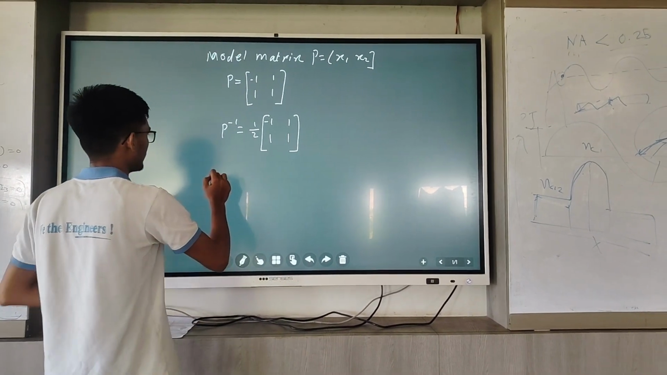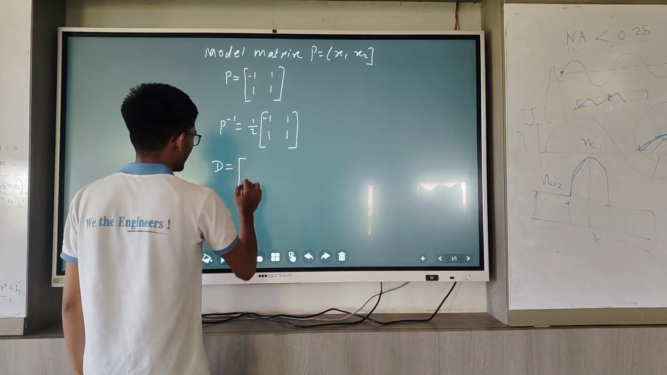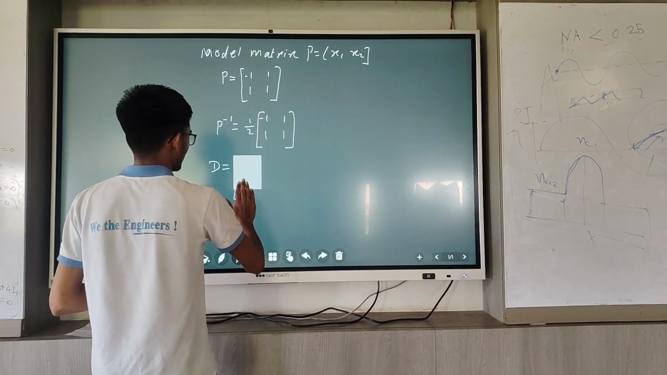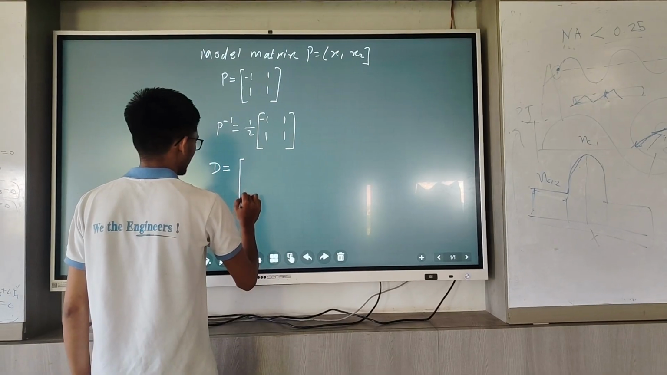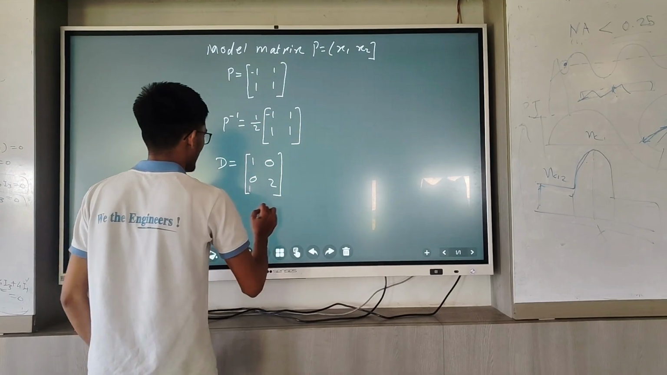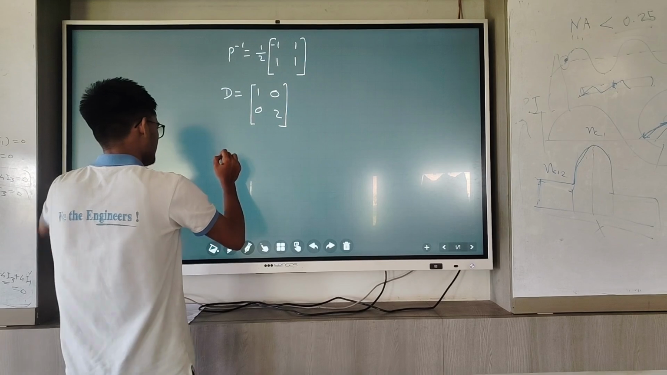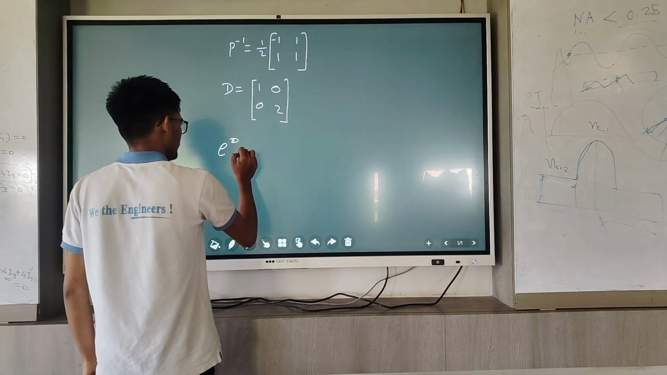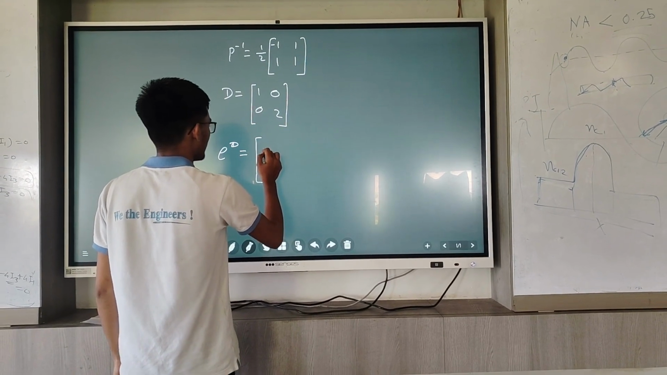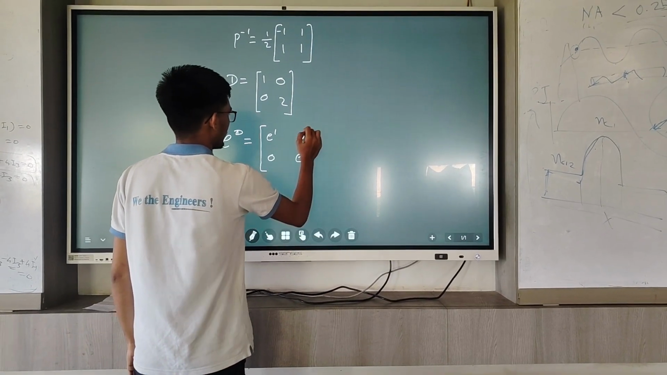Now also we find D. So D is our diagonal matrix. So we write here the eigenvalues in diagonal form. So our eigenvalues is 1 2 0 0. Now also we find e raised to D is equal to, now we shift 1 upon 2 in form of e raised to. So e raised to 1, e raised to 2, 0 0.